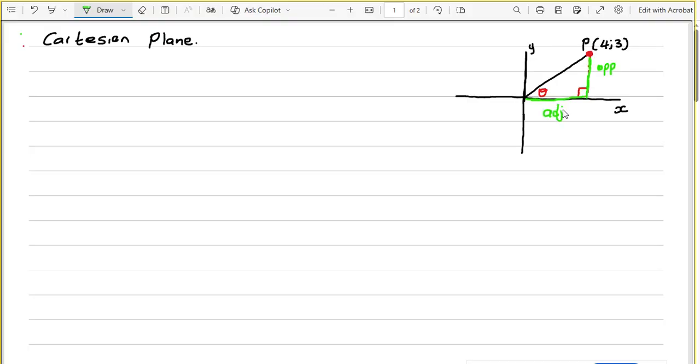But now I need you to look at that point. Between 4 and 3, which one is opposite and which one is adjacent? That's what I need to see if you understand the concept of the Cartesian plane.